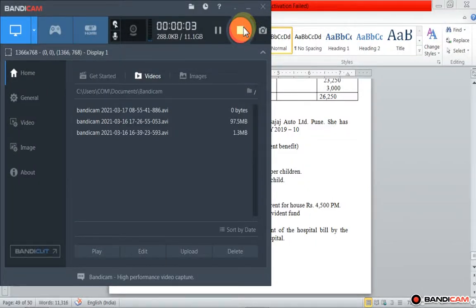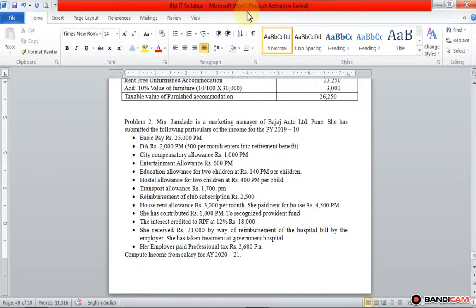Hello students, in our earlier lecture we started computation of income from salary, and in our last lecture we solved a practical problem on computation of taxable income or income from salary. In today's lecture we are going to solve practical problem number two on computation of income from salary.